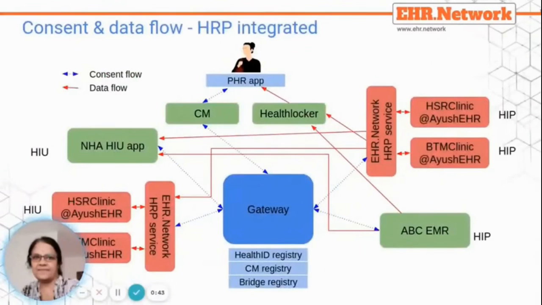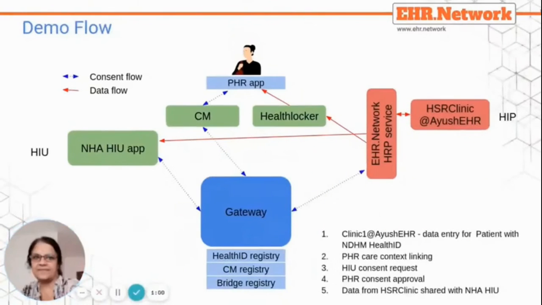AyushEHR is an OP clinic application that can host multiple facilities. HSR Clinic and BTM Clinic are examples of facilities. Through the HRP service, these clinics can now share information with each other as well as with the PHR app and the HIU app. For the demo, we will be using HSR Clinic, where a patient with an existing healthcare ID will visit for healthcare.